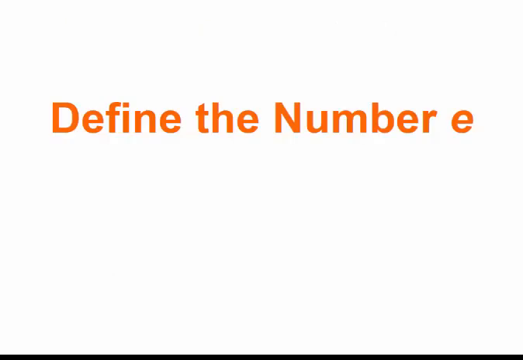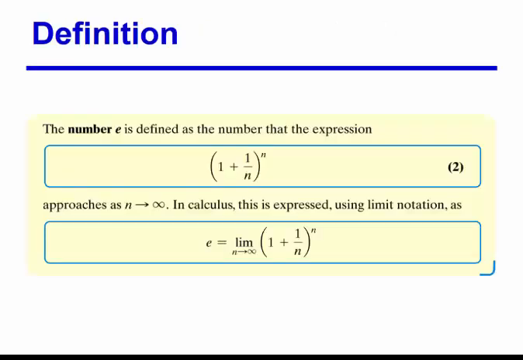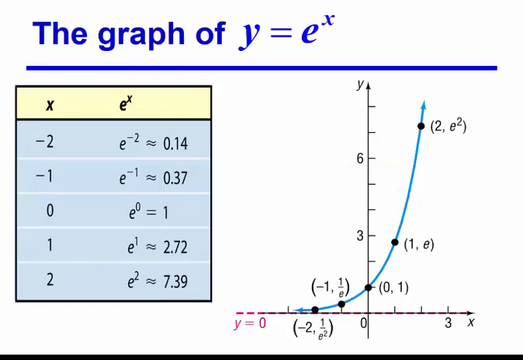Now the next thing is we're going to define the number e. The number e is defined as the number that the expression 1 plus 1 over n raised to the n power approaches as n approaches infinity. In calculus, this is expressed with limit notation. So e is equal to the limit of 1 plus 1 over n raised to the n power as n goes to infinity. As n gets larger and larger without end, the expression converges to e. And so here's the graph of y is equal to e raised to the x power.